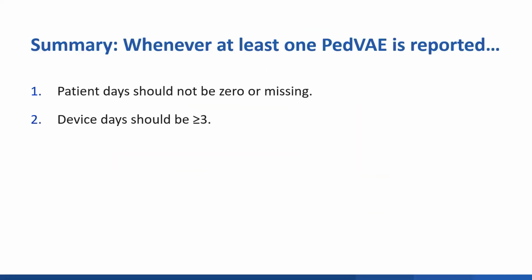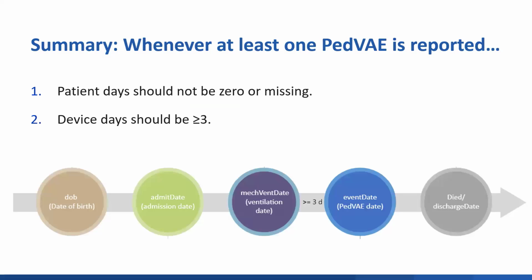So in summary, whenever at least one PedVAE is reported for a certain month, patient days should not be 0 or missing. Device days should be at least 3 days. And the dates should follow the correct chronological order.